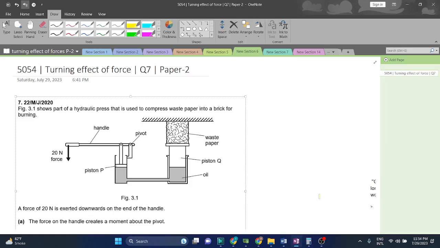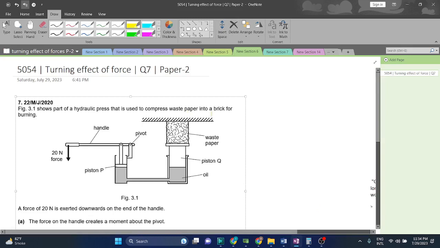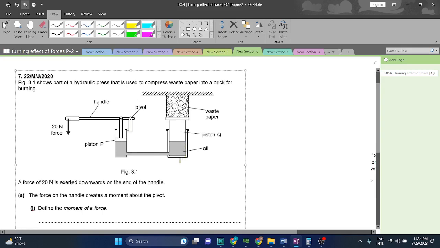Figure 3.1 shows part of a hydraulic press that is used to compress waste paper into a brick. Hydraulic press का main purpose क्या होता है? It's to press things, it's to compress things, right? आपने वो hydraulic press की वीडियोस देखी ही होंगी. It's used to crush things. और like satisfaction videos पता नहीं क्या होता है.